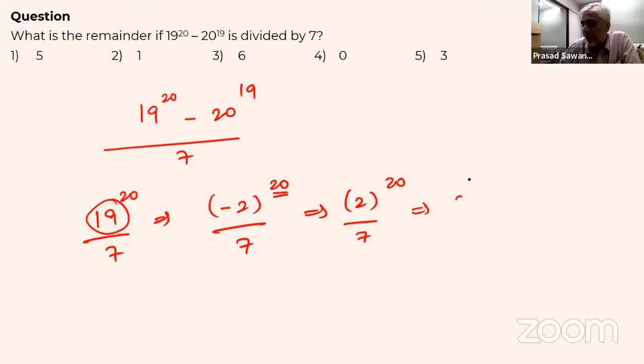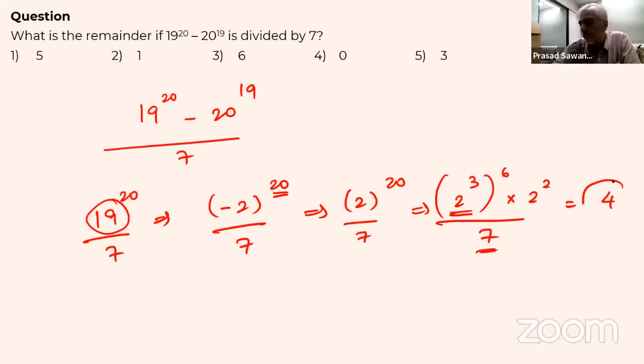I can write this as 2 cube raised to 6 into 2 square divided by 7. 8 divided by 7, remainder is 1. 1 raised to anything is 1. So the final remainder for this part of the question will be 4. Only for this part of the question, it's not over yet. Now let's do the second part.